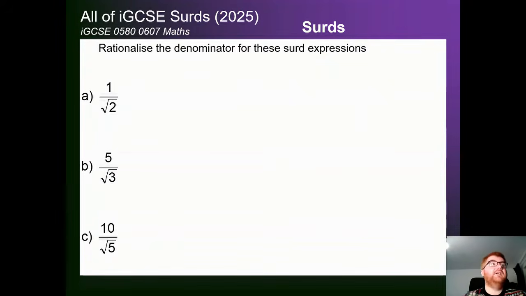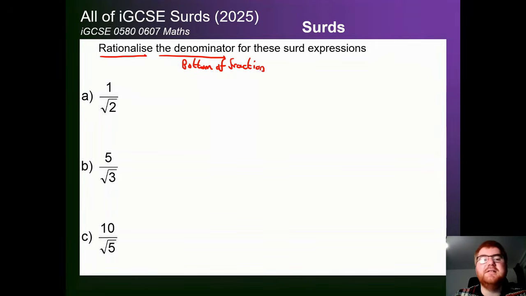Now we're on to the last part here, which is rationalizing the denominator for these particular surd expressions. We'll start with some easier ones and then we'll do some more difficult. What does this mean? So denominator, that's just the bottom of the fraction. So know these words. And rationalize, all that means is make the bottom a non-surd, i.e. a whole number essentially. Usually it's a whole number here. So how do we do this? How do we actually do this trick?